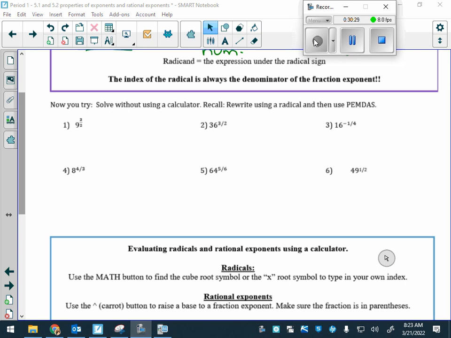Nope. Fraction form. Okay? All right. So, for number 5, the 6th root of 64 to the 5th. We're looking for 6 of a kind. What is the 6th root of 64? 2. Then 2 to the 5th is 32. Okay? Then the last one is the square root of 49, which is just 7.